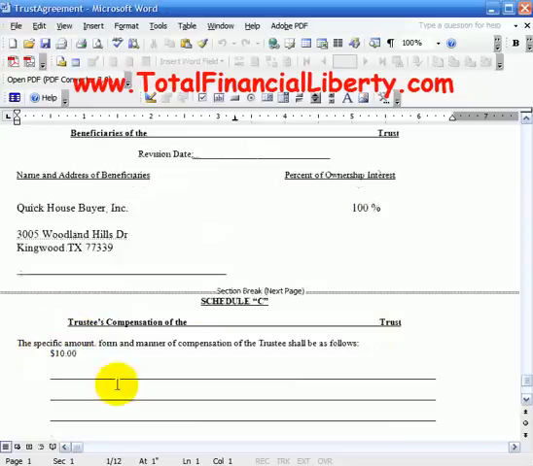Then Schedule C, you have what is the amount of the compensation of the trustee. So we put a nominal amount there of $10. That's basically all you have to do to fill out a trust document. So, I mean, it's nothing to be worried about, nothing to be concerned about. You can refer back to this video often.